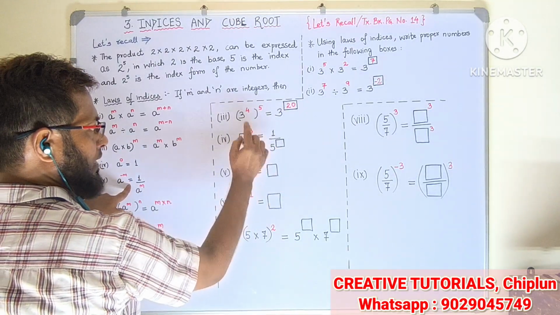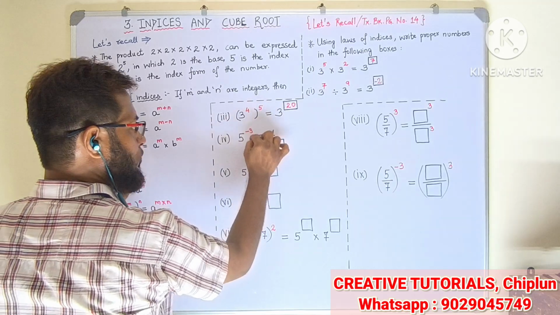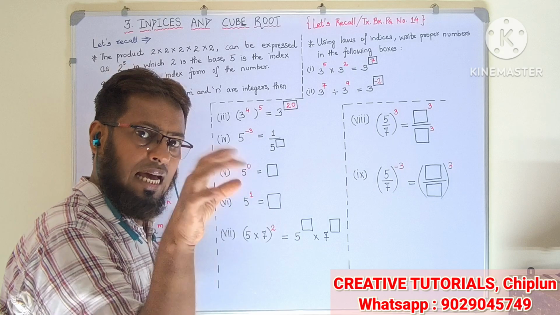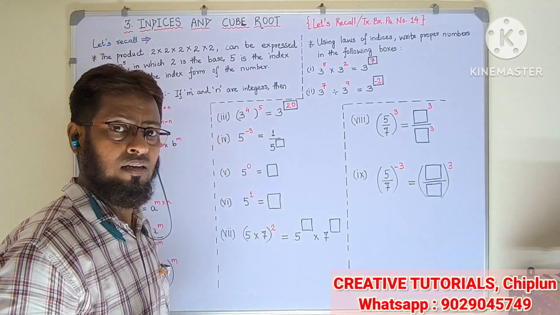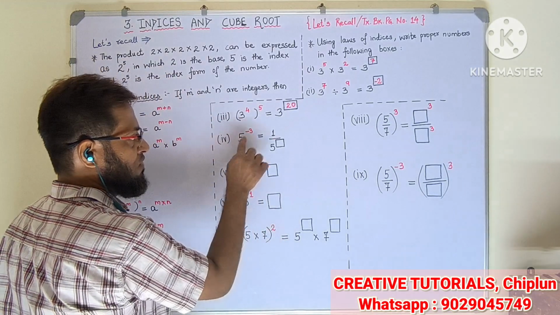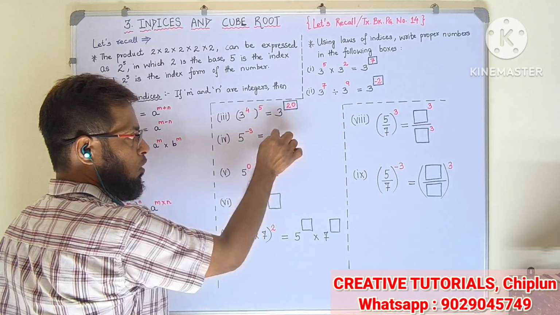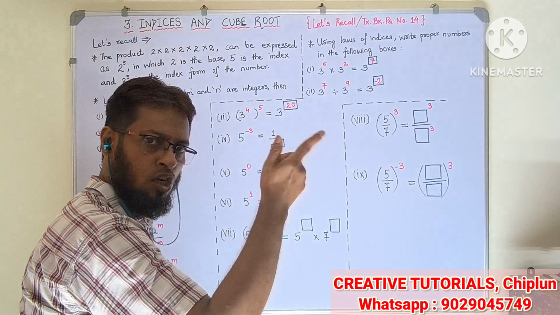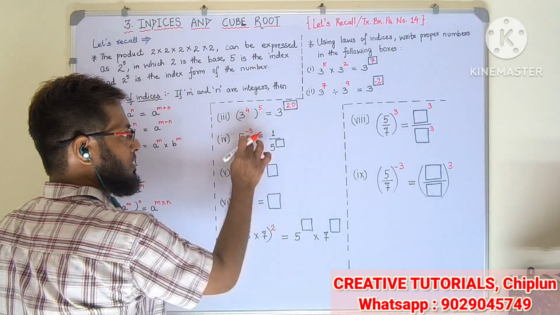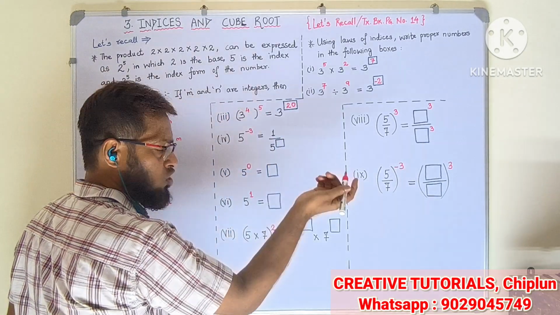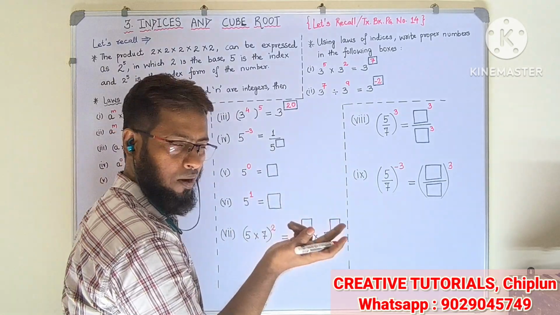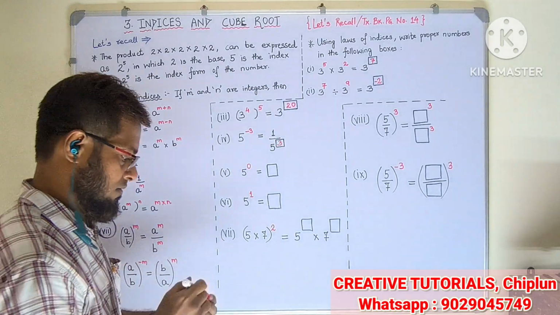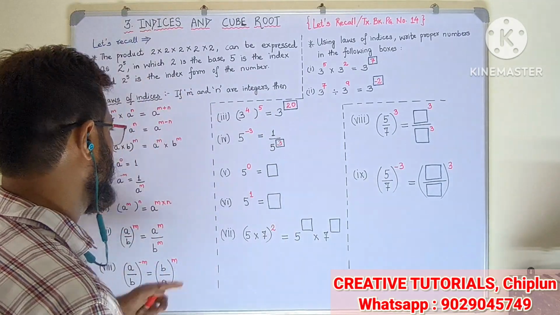We had studied some time back that whenever we have to make the index or power positive, we have to take the reciprocal of our base. The reciprocal of 5 is 1 upon 5. The moment we take the reciprocal of our base, the power becomes positive. So this is negative 3, and positive 3 is plus 3, but generally we don't write plus, so we'll just write 3. Understood? Very good.